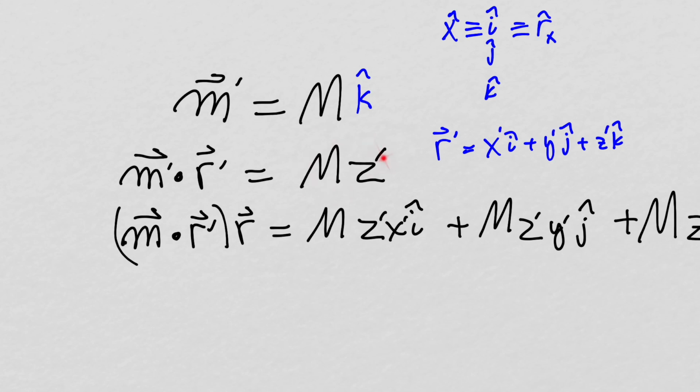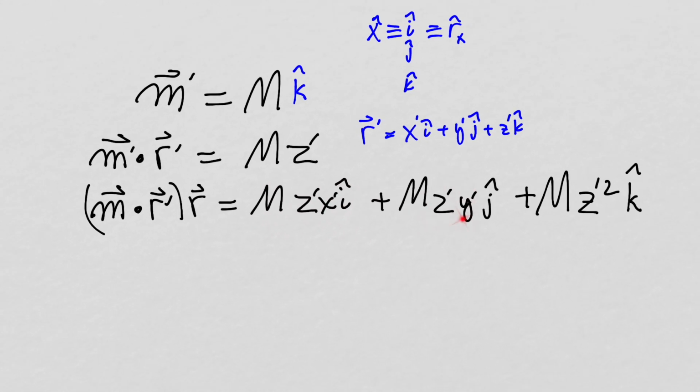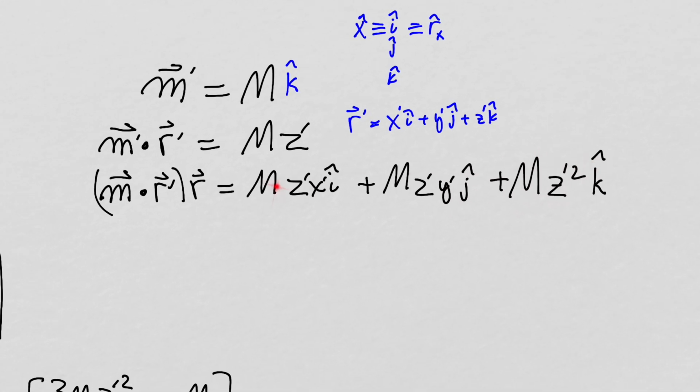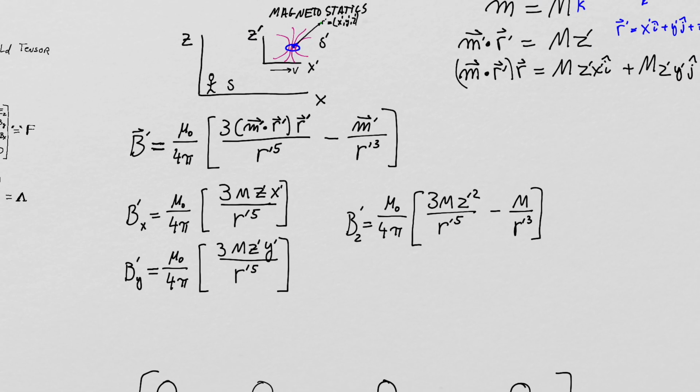And then, this is a number. m z prime is a number. So I take that number and multiply it by the field vector, and I get m z prime x prime i hat, m z prime y prime j hat, and m z prime squared k hat. So this numerator term is simply this thing here, m z prime x prime, m z prime y prime, and m z prime squared. And the reason that's important is because it allows me to take this expression and break it up into its three components. The x component of the magnetic field is 3 m z prime x prime over r prime to the fifth.